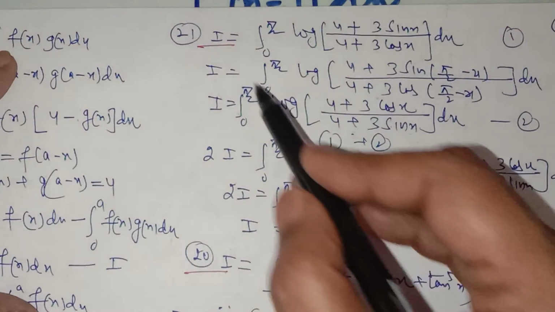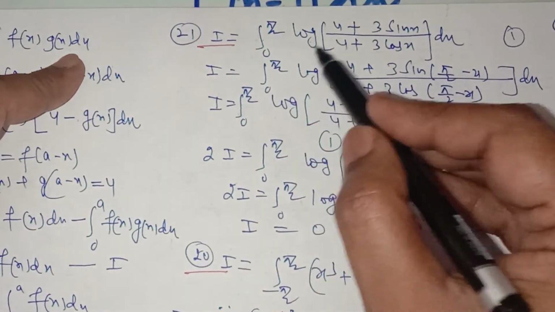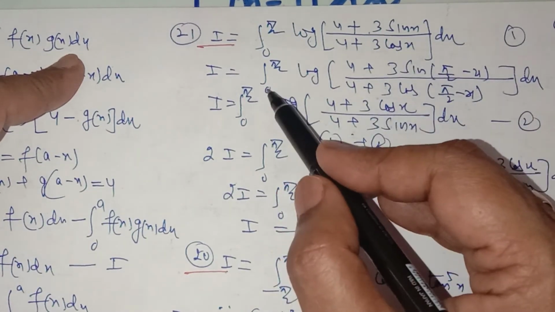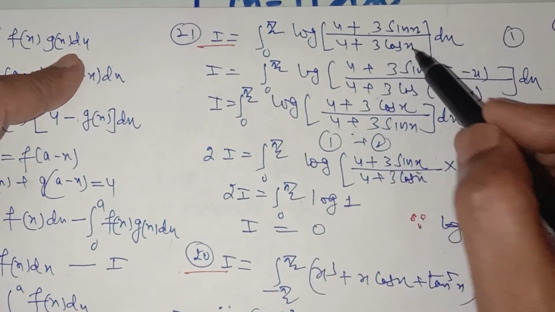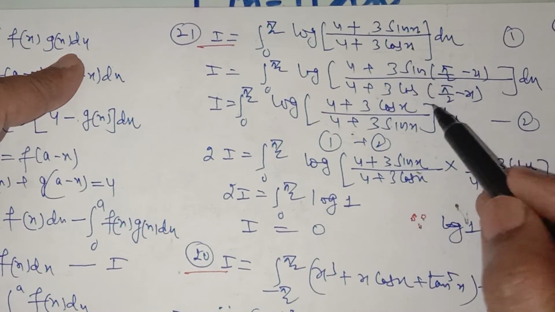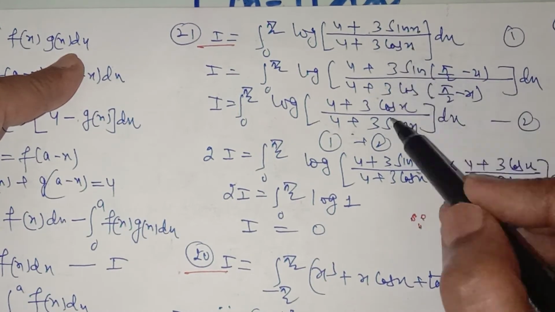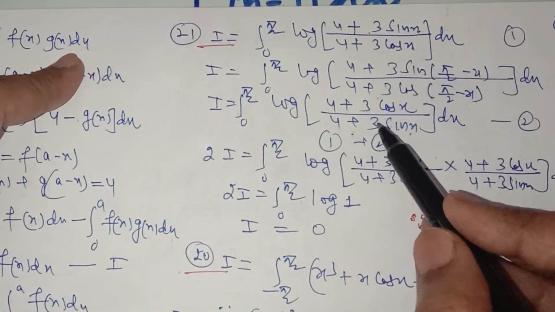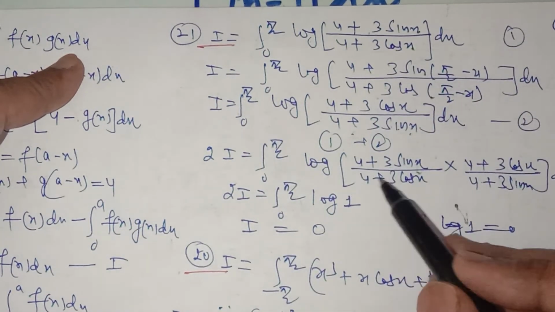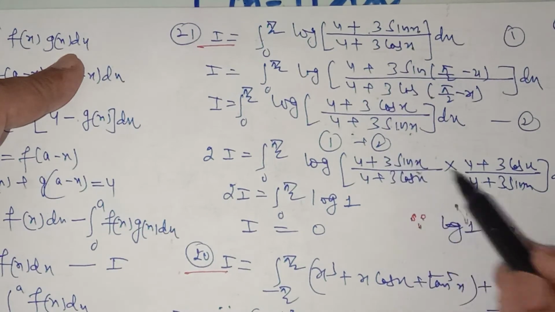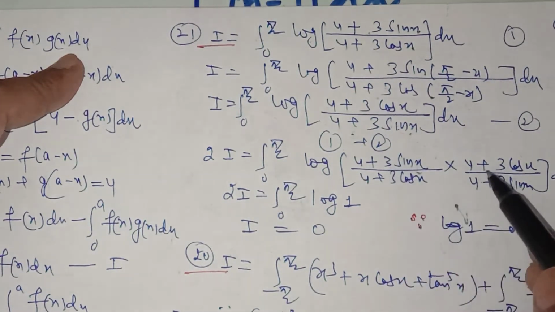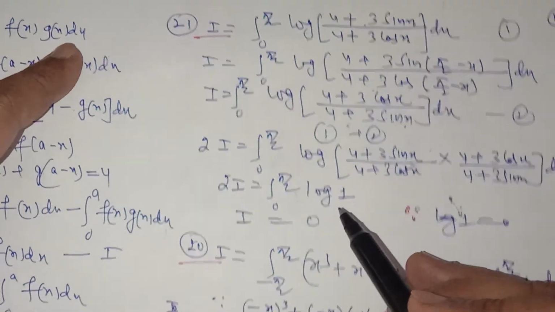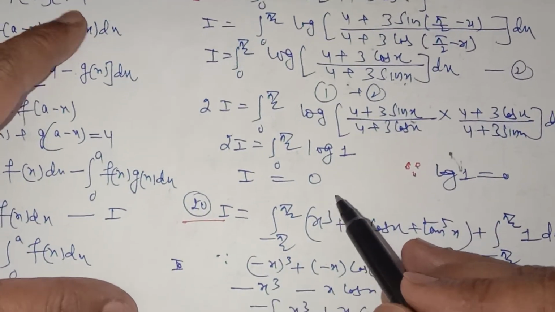Question number 21 is also a good question. It is integral 0 to pi by 2 log of (4 plus 3 sin x) upon (4 plus 3 cos x) with respect to x. So in place of x write pi by 2 minus x. So cos will become sin. When you add these step number 1 and 2, see it very carefully. When added, the logs will get multiplied. So this will be cancelled out with this. So it is only log 1, and the value of log 1 is 0.